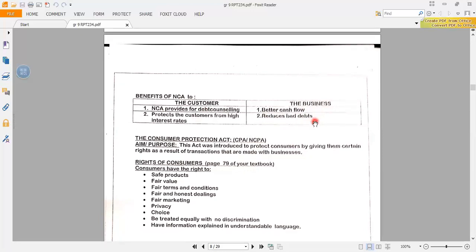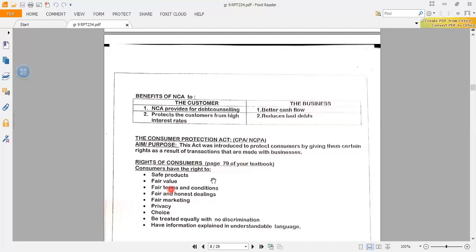Okay? Then as we come to the Consumer Protection Act. This is known as CPA or the National Consumer Protection Act. The main aim here: this act was introduced to protect consumers by giving them certain rights as a result of transactions that were made with the business. Here we are looking at consumers. The idea is to protect consumers more, right?